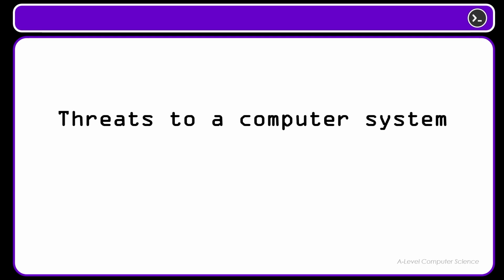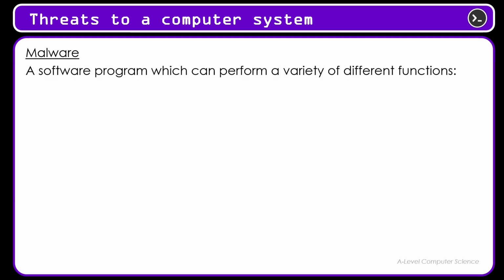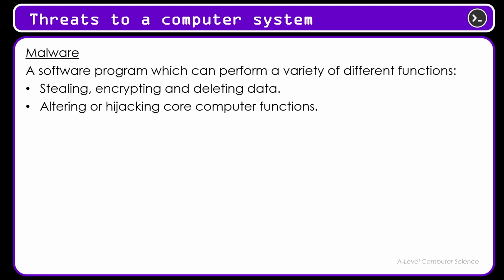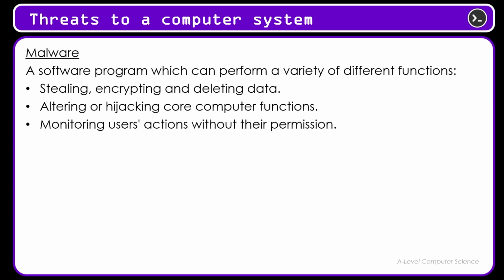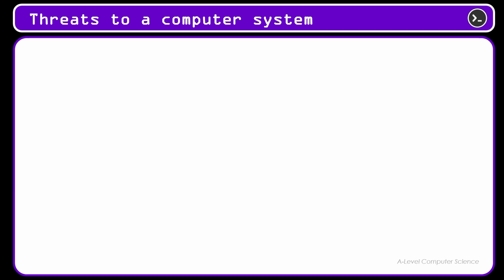When it comes to security, there are threats to a computer system, and you need to know the difference between malware, which is a software program which can perform a variety of different functions, and this could be stealing, encrypting, and deleting data, altering or hijacking core computing functions, and monitoring users' activities without their permission. You need to know how this differs with viruses, which is a program that can copy itself onto other programs with the intention of maliciously damaging data.